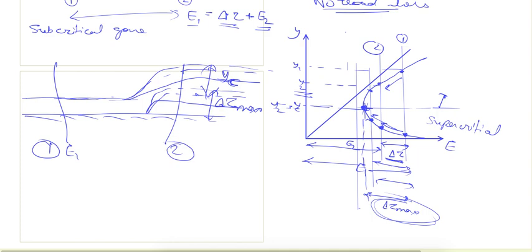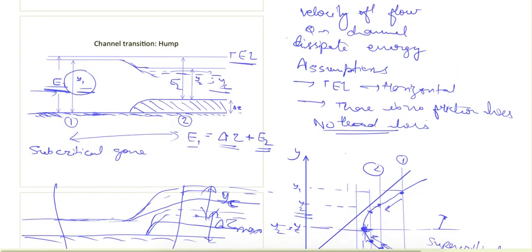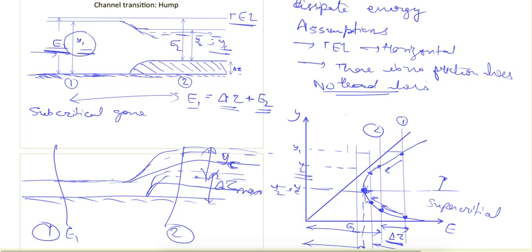And what will happen if we further want to increase the height of the hump? That is not possible in this case, and the flow is called choked. In the above condition also, when we have reached the maximum height of the hump and we further want to increase the height, in that condition the flow is called choked.